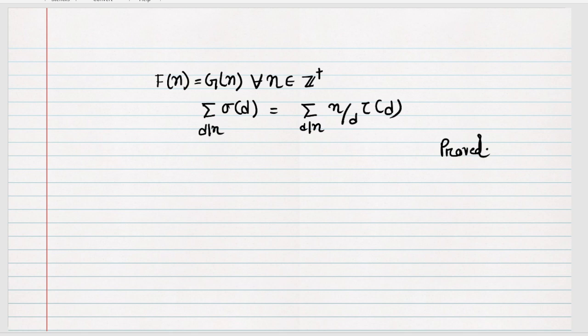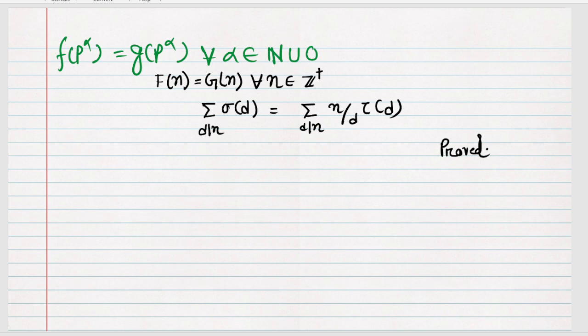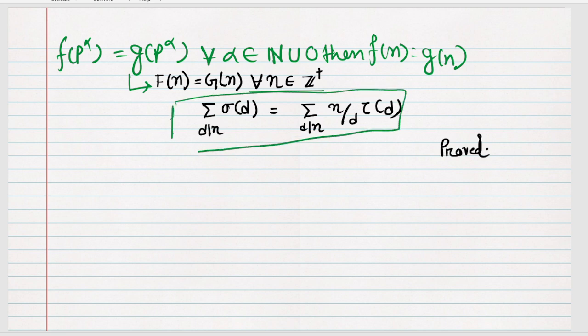Our known result was that if f of p raised to the power alpha equals g of p raised to the power alpha for all alpha belonging to the whole numbers, that is natural numbers union 0, then f of n equals g of n. That means for all n, if f and g are multiplicative functions, then f of n equals g of n for all n belonging to positive integers. That means the statement of the question is now proved.